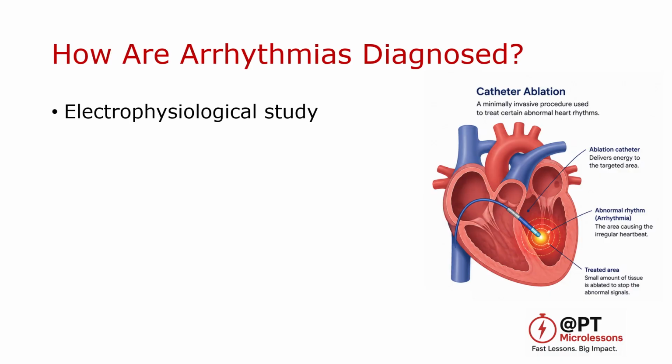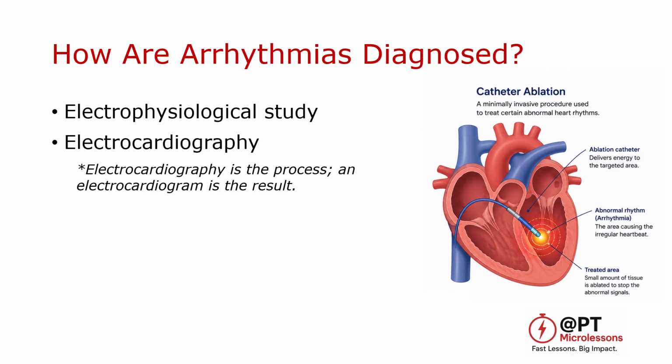Arrhythmias can be evaluated using different tests of the heart's electrical system. In some cases, more advanced and invasive testing, such as the electrophysiological study shown here, can further evaluate the heart's electrical system and help identify or treat abnormal electrical signals. However, arrhythmias are most commonly diagnosed using electrocardiography, which records the heart's electrical activity and produces a tracing called an electrocardiogram. Because EKGs are non-invasive, widely available, and commonly used in clinical practice, we'll spend most of our time here.